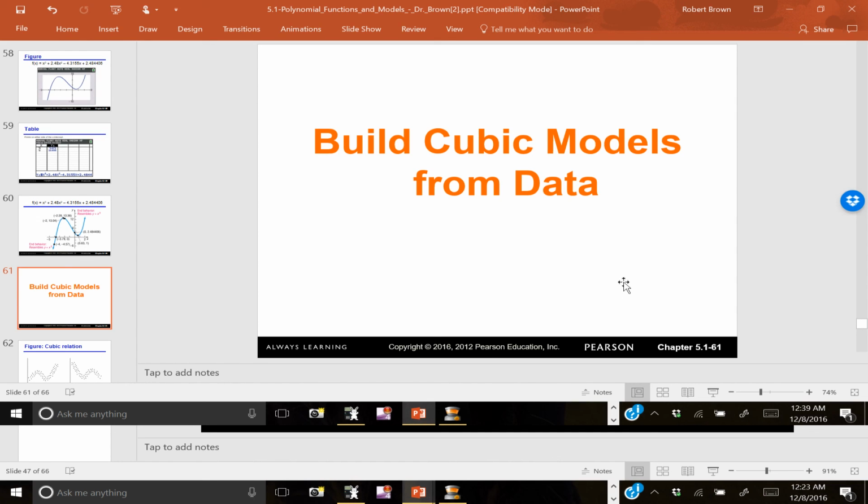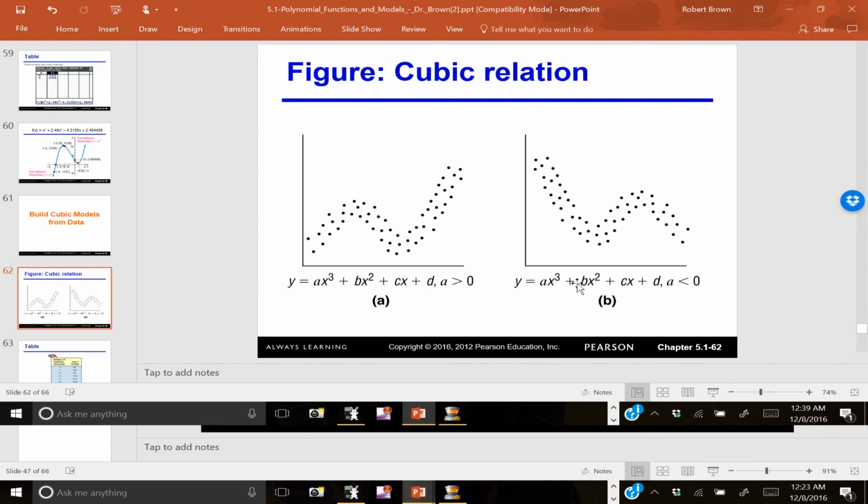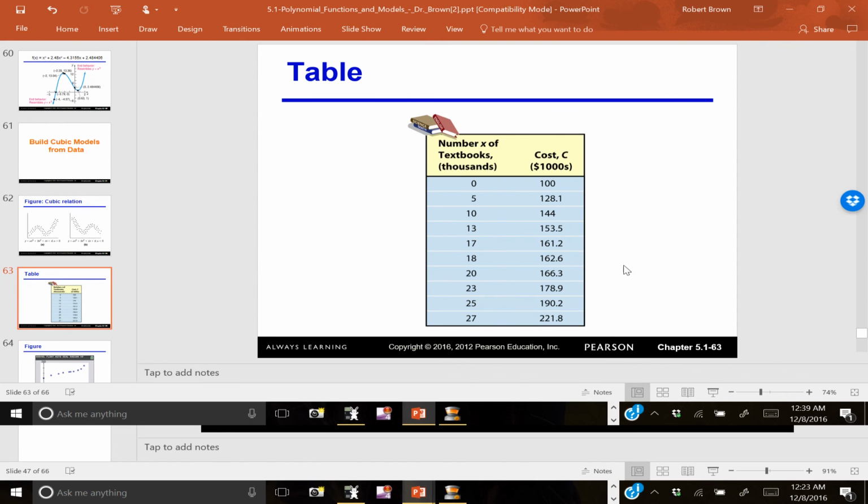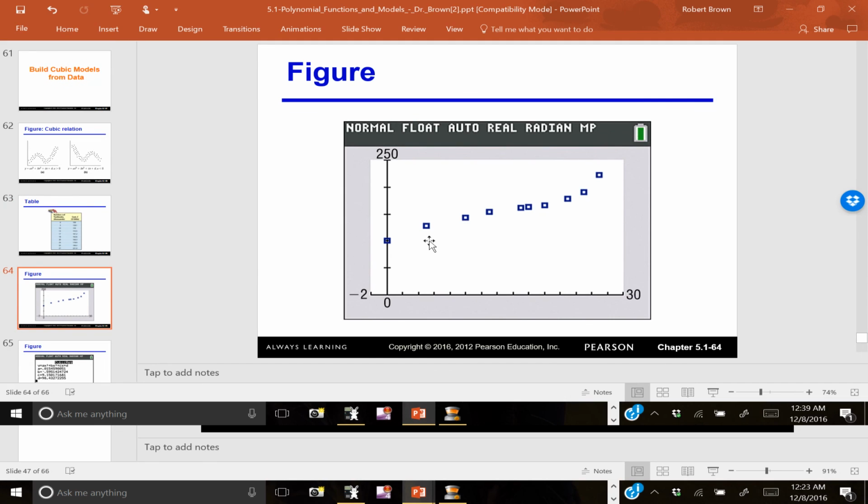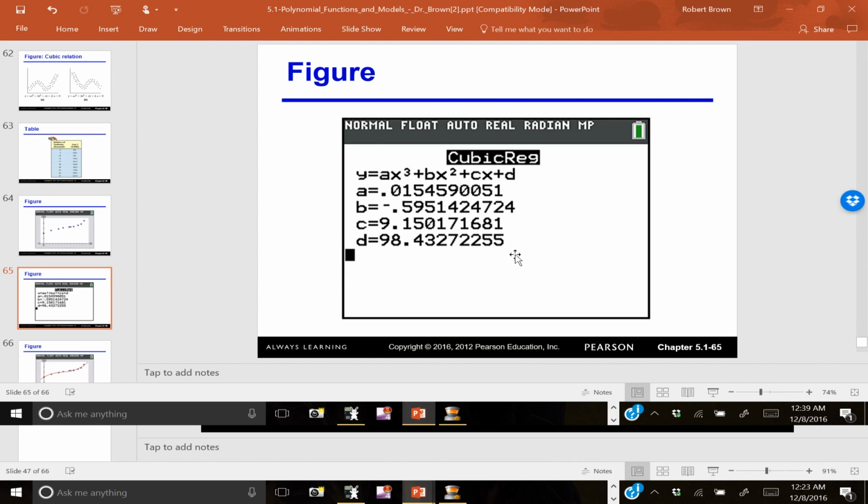Now, building cubic models from data, this is something we're just going to look at very briefly. Very often, if you have data that looks like it could be a polynomial, in this case, 2 turning points could indicate a cubic polynomial. Sometimes you're given data like this that you can put in your calculator and then ask it to do what we call a cubic regression and give you the best values of A, B, C, and D, which are the coefficients of your polynomial.